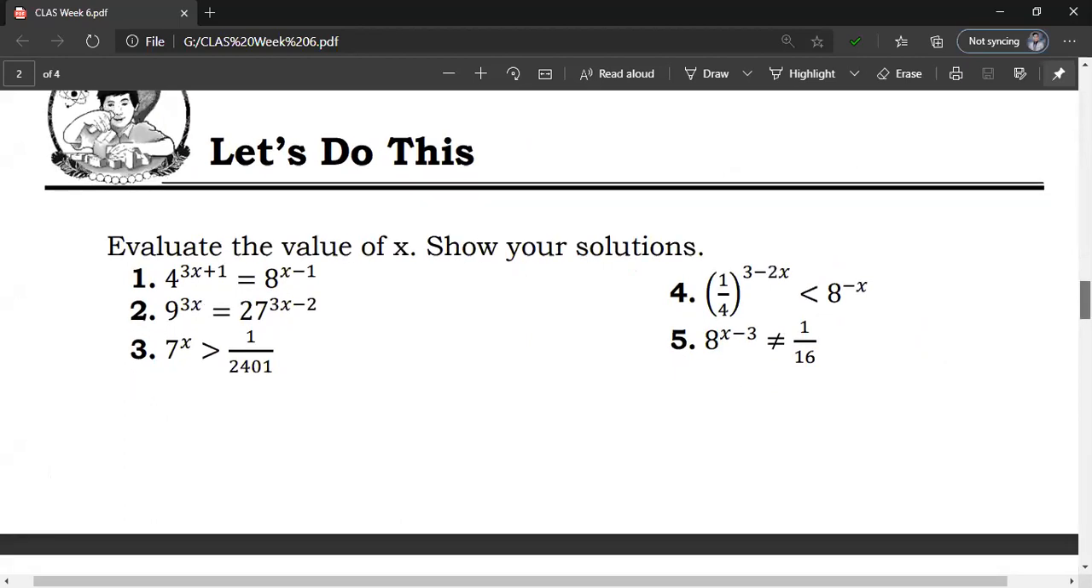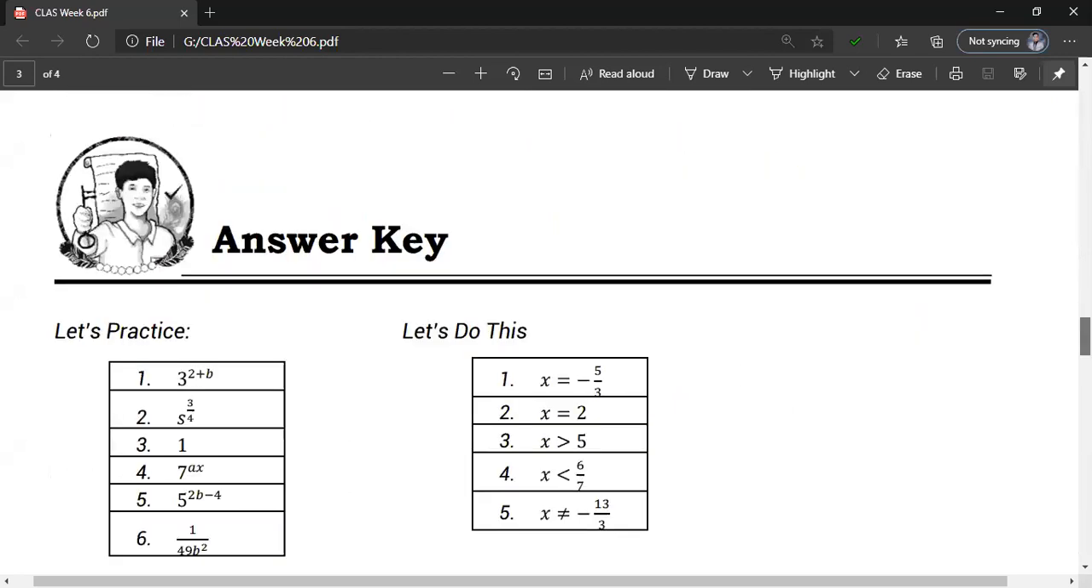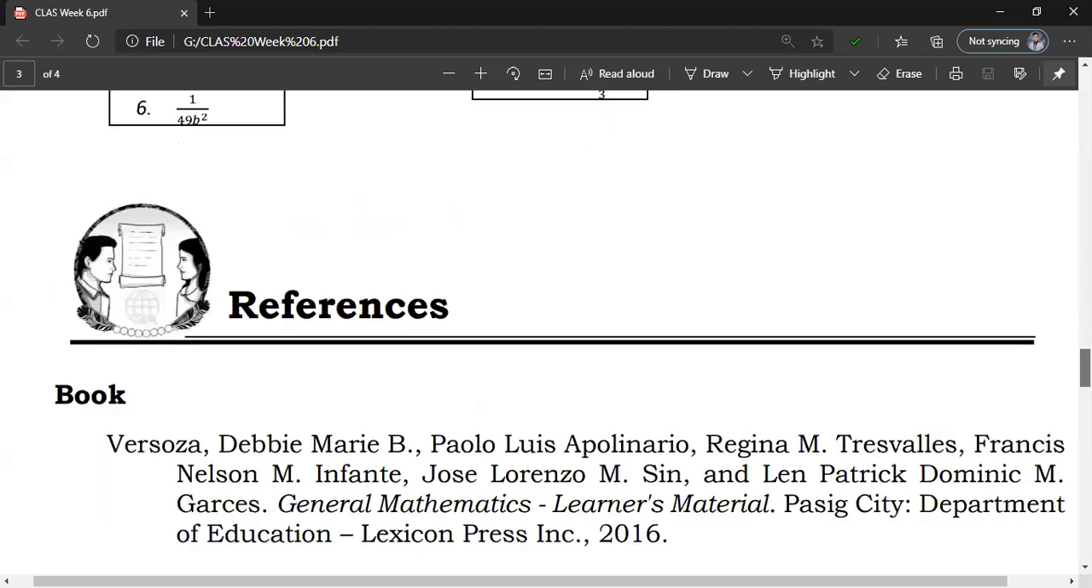So all you have to do is to find the value of x. Of course, kailangan ng solution, hindi naman yan minamagic lang. Bahala na kayo kung sasagutan ninyo. Basta, at the end of that, dito sa let's do this, meron dyang answer key for you to check if your answer is correct or not. Okay? So, we have the reference.